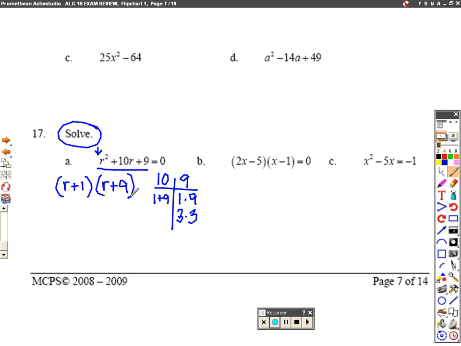Now, to finish the problem though, you have to know the answers. And the answers are what would make this side 0 and what would make this side 0. So to make the left side 0, it would be r equals -1. To make the right side 0, it would be r is equal to -9.